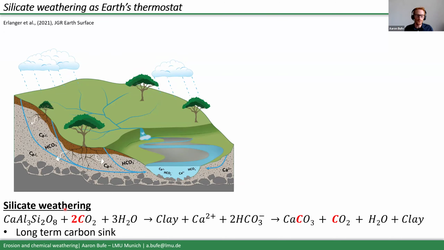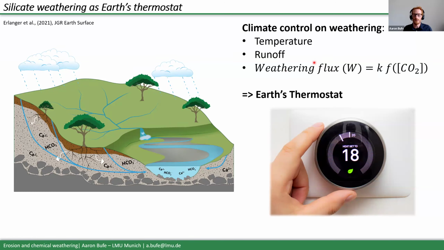And importantly, these weathering reactions are climate sensitive. They are sensitive to parameters that are controlled by climate. They're sensitive to temperature, because many dissolution reactions are temperature sensitive, and they're also sensitive to the availability of acidic fluids moving through the subsurface, and therefore could be sensitive to runoff or precipitation, and how strong the water cycle is, basically. And that leads to, you know, a very simple formulation that weathering fluxes should be a function of, or somehow sensitive to, the concentration of CO2 in the atmosphere. And this creates a negative feedback that can explain Earth's thermostat. That is one explanation for Earth's thermostat.